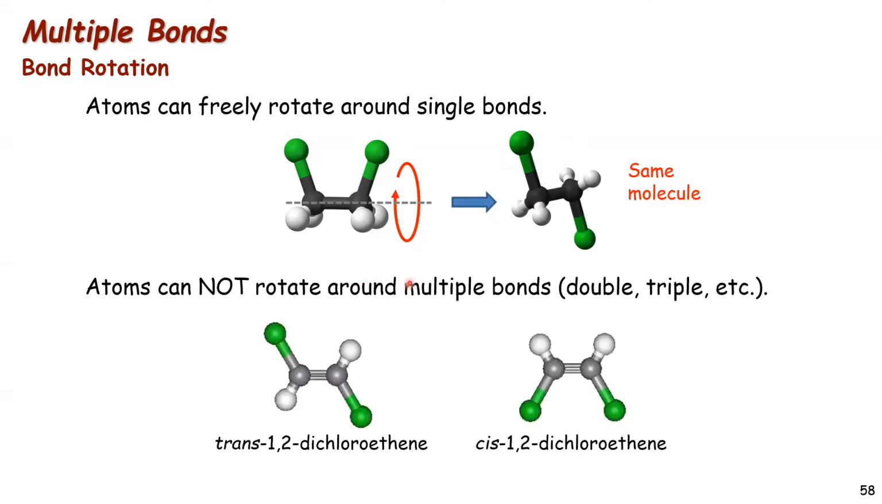But when you have a double bond, they're fixed. They cannot move because remember, those atomic p orbitals are coming out. They're coming out towards us and behind us on both of these guys and overlapping. And that's what prevents them from rotating.